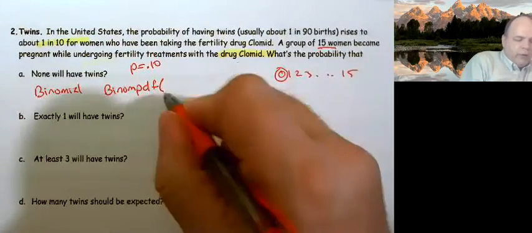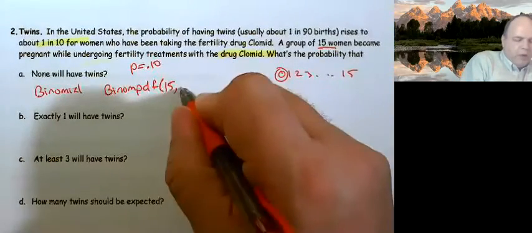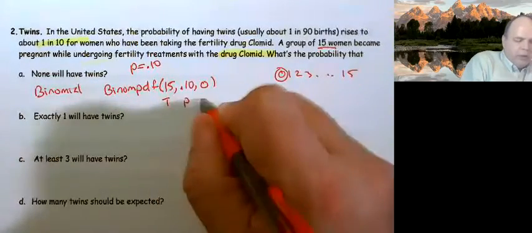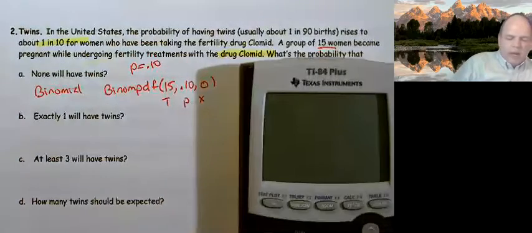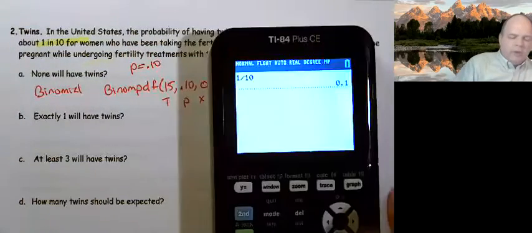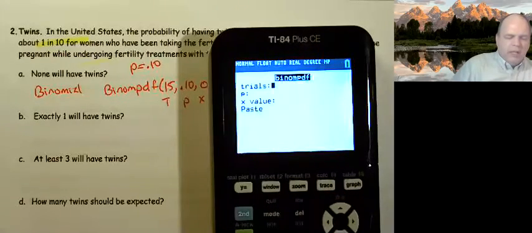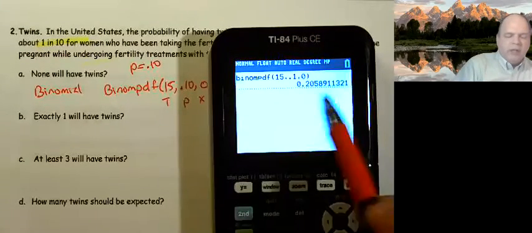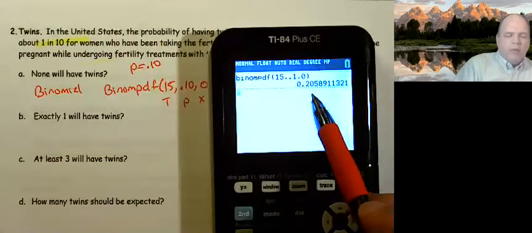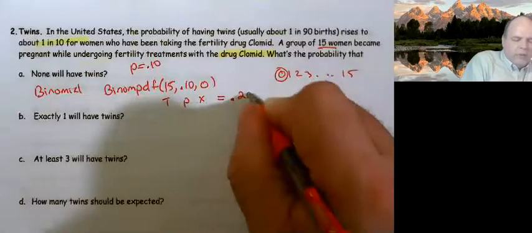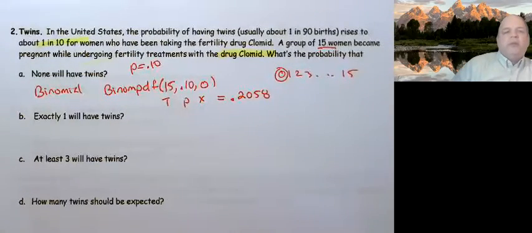Our trials are 15. We have 15 trials. Our probability is 0.10, and our X value is 0. So trials, probability, X. And like I said, because it's a singular value, it's a PDF. So second vars, binomial PDF, trials was 15, probability 0.1, X value happens to be 0. And so the probability that none are twins is 0.2058. Once again, please take everything out to 4 decimal places.